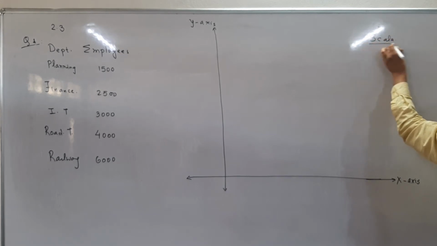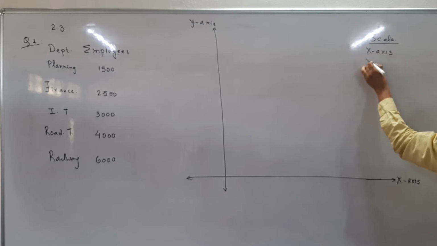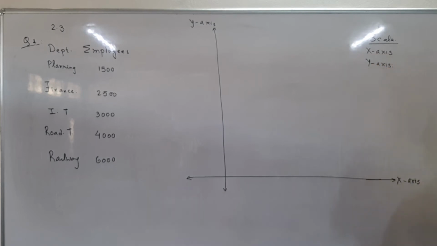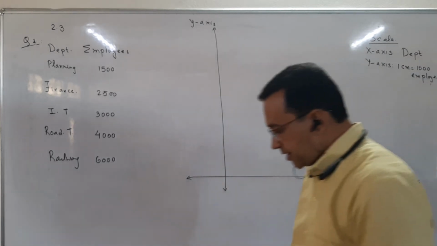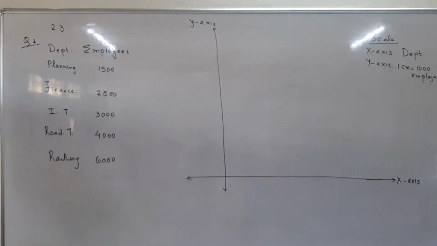How many boxes do you have to leave? 3. X-axis, y-axis. On the x-axis, we will take various government departments, and on the y-axis, we will take 1 centimeter is equal to 1000 employees, because all are multiples of, you can say, 5. So let us take 1000. Even you can take 500, but for that you have to write up to 6000. That will be a bit lengthy. So students, you can take 1000 or even 500 as the scale.